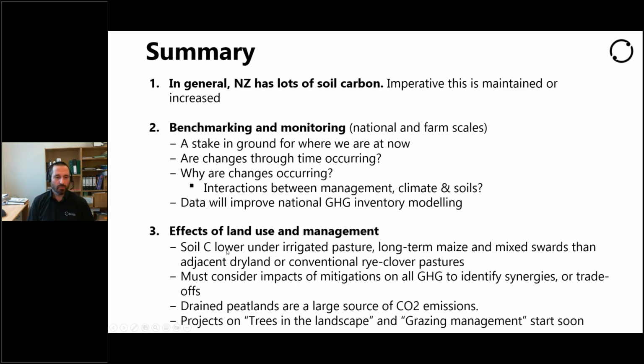On the effects of land use and management, the examples that I gave were not particularly positive examples. We actually found lower soil carbon under the irrigated pastures, long-term maize, as would be expected, and under the mixed swards than under more conventional ryegrass clover pastures. We really need to emphasise that we need to consider the impacts of mitigations on all greenhouse gases. We want to avoid trade-offs and aim for synergies. Again, emphasising that our peatlands that are drained and used for agriculture are large sources of CO2 emissions. And we've got a couple of projects kicking off soon, Trees in the Landscape, and we're also doing a bit of work on grazing management that will start soon. So there's a couple of exciting areas.